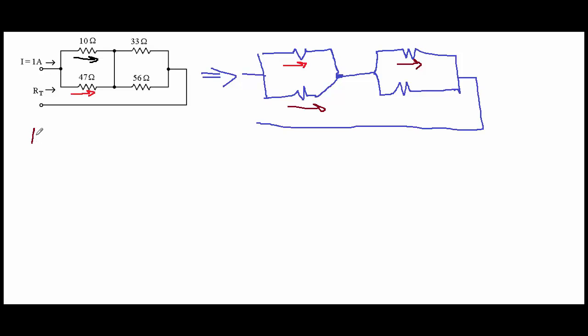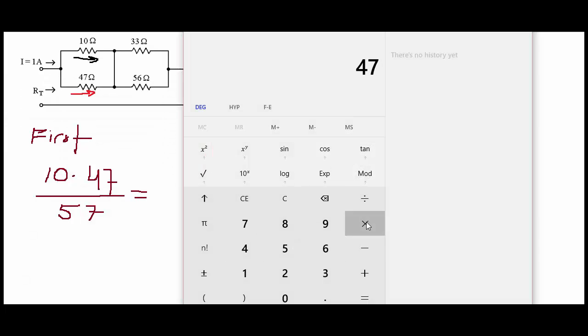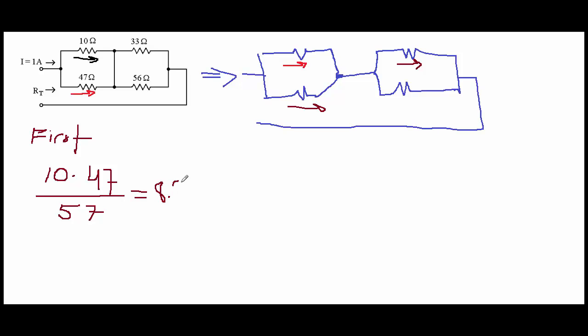So first method: if we calculate the total resistance of these two, that is 10 times 47 over the total, which is 57, that equals, maybe I can use a calculator to do that. So 47 times 10 over 57, so it is 8.25 approximately, 8.25 ohms.